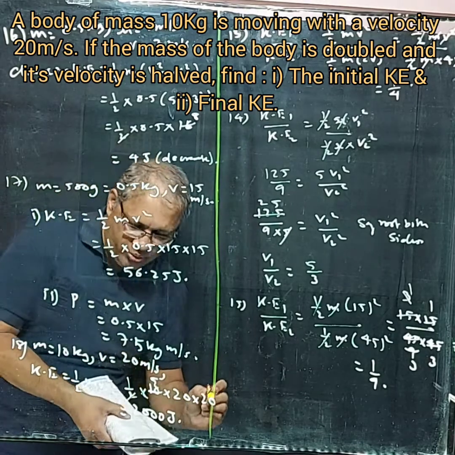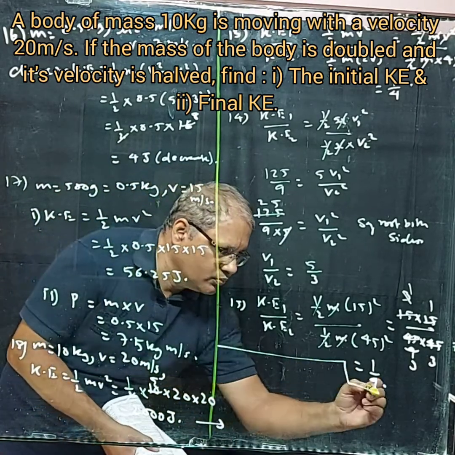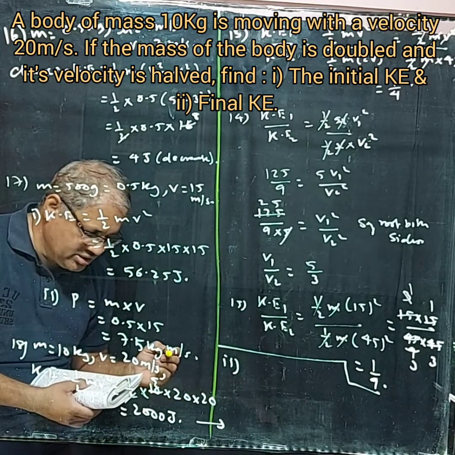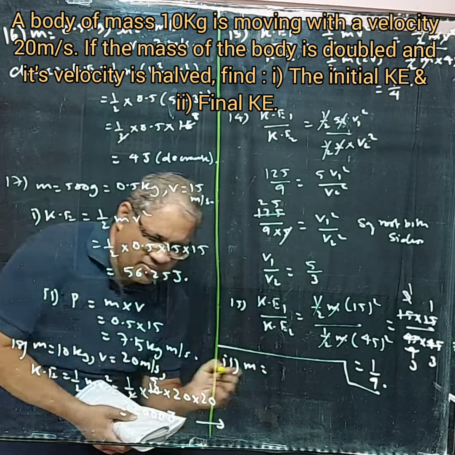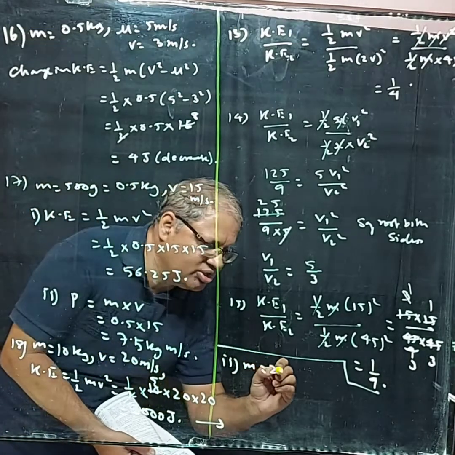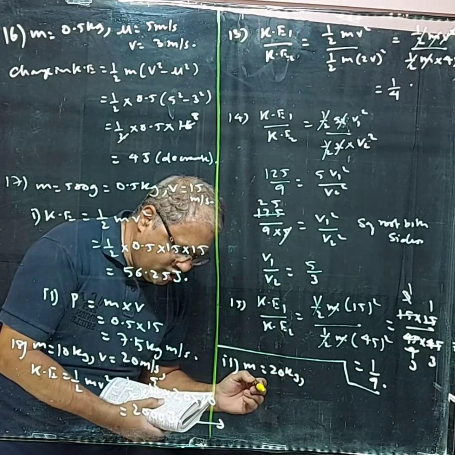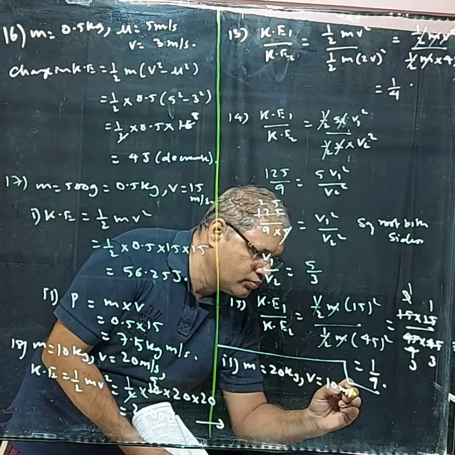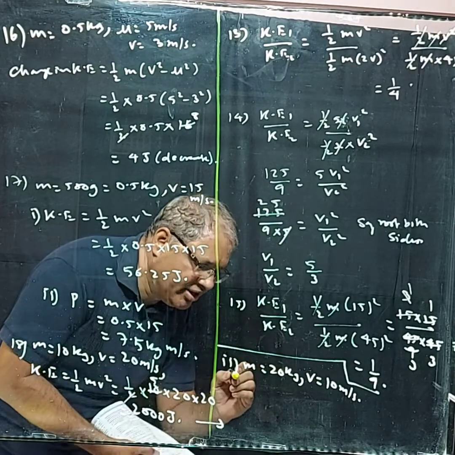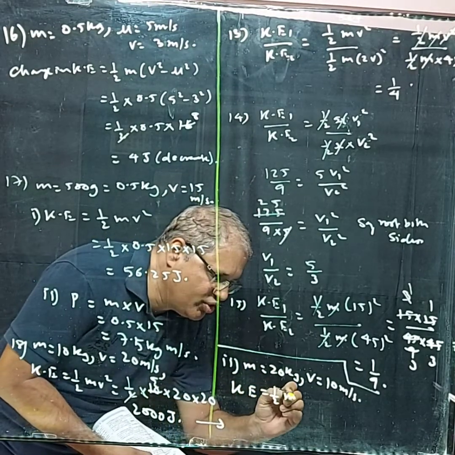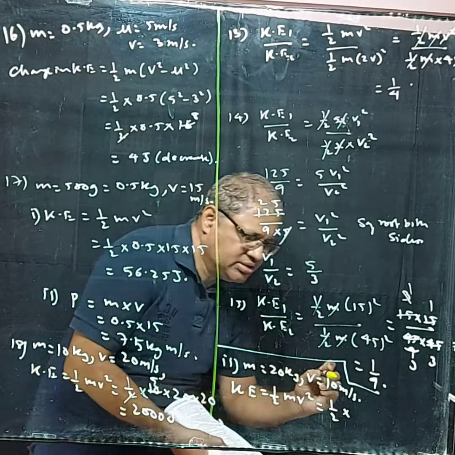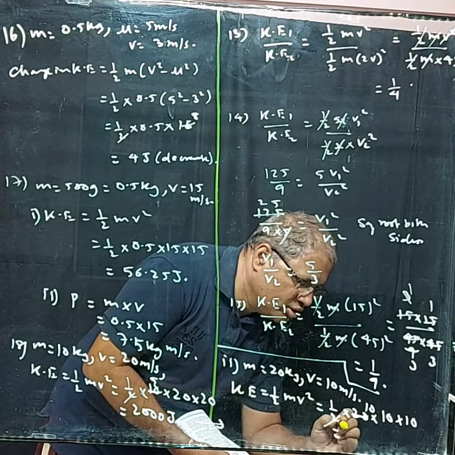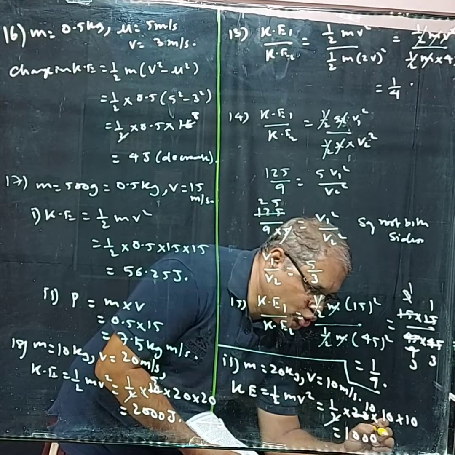Now the second part, I'll do it over here. In the second part they said the mass is doubled. So mass is doubled means, what was the mass before? 10 kg, so take 20 kg. And the velocity is reduced to half. Velocity was 20, half of that is 10. So now what will be the final kinetic energy? Again the same formula. Mass is 20, velocity is 10 into 10. So it is 1000 joules.